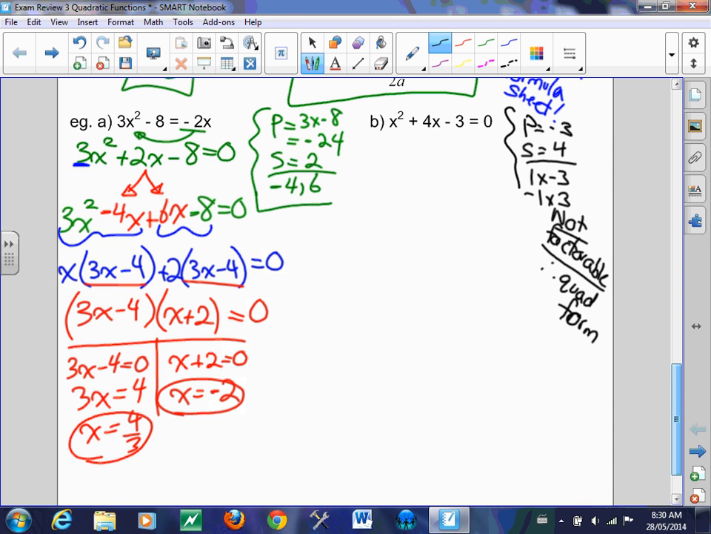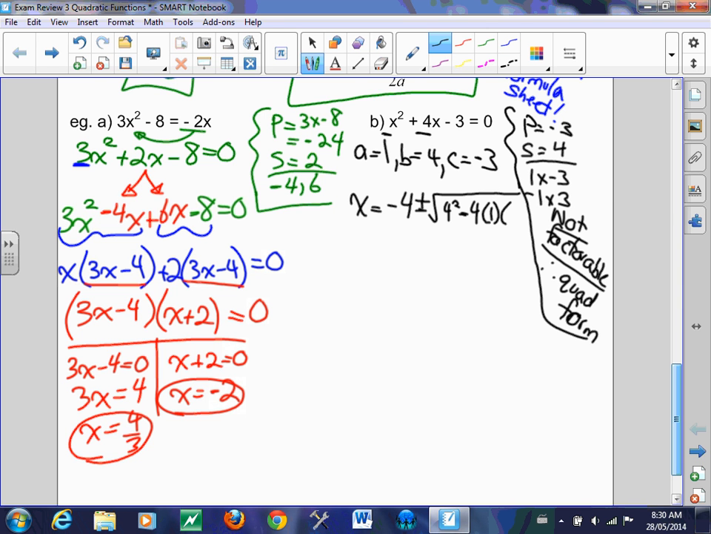For those who forget, I'm just going to put down what A equals, B equals, C equals. So A equals 1, B equals positive 4, and C equals negative 3. We're going to plug them into the quadratic formula. So x equals negative b plus or minus the square root of b squared, so that's 4 squared minus 4 times a times c, all over 2 times a. Use your calculator, plug this in and simplify it.